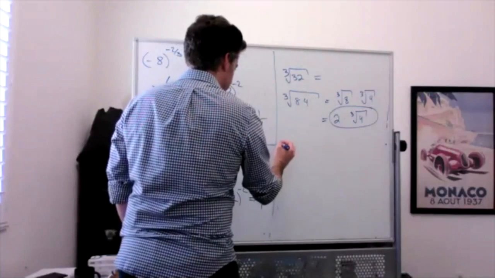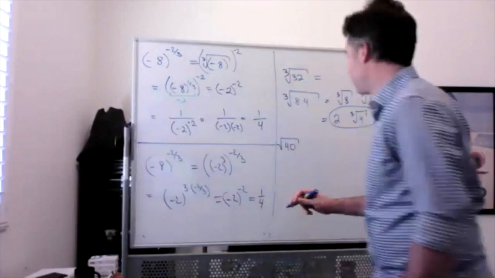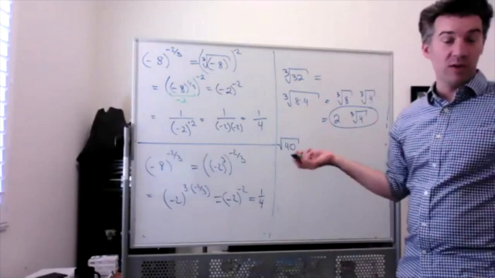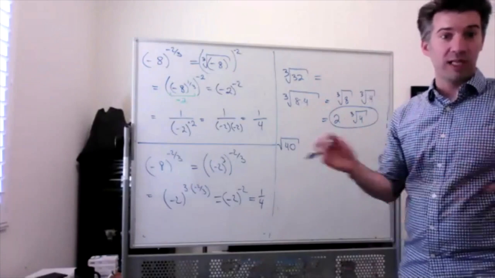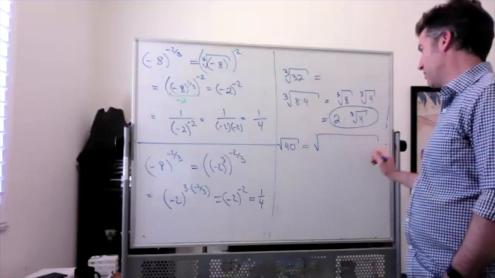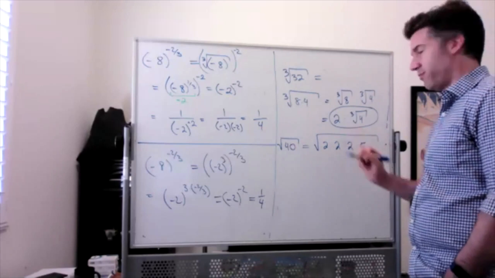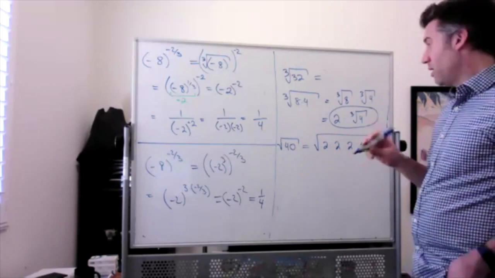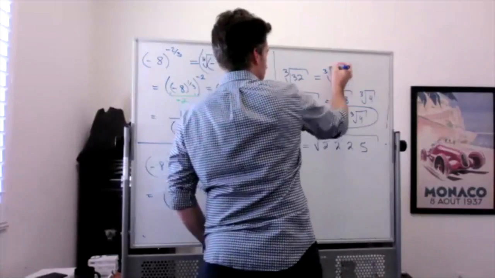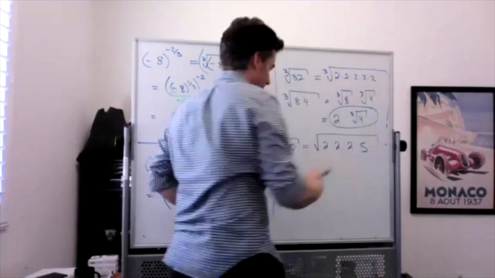Let's say I wanted to simplify the square root of 40. Another way of doing this, instead of pretending we know exactly what the number is, is to completely factor it. So 40 completely factors as 2 times 2 times 2 times 5. And just like 32 completely factors as 2 times 2 times 2 times 2 times 2.